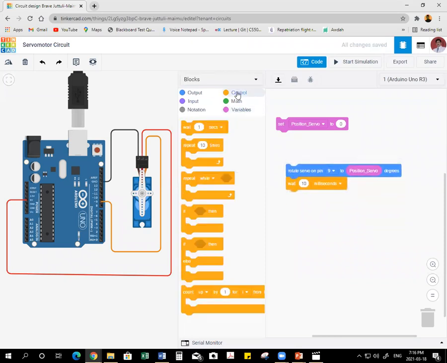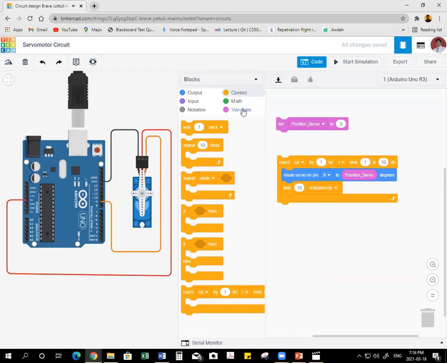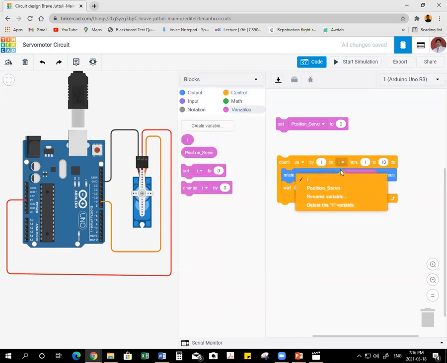We need control, count up. Okay, you can count up here. Count up variable: position of servo we can use. Then only we can delete that one. Otherwise, complete blocks are going. Okay, now from 1 to 179 degrees, in some steps, 1 to 179. Every time it will increase by 1. Okay, so this is one.